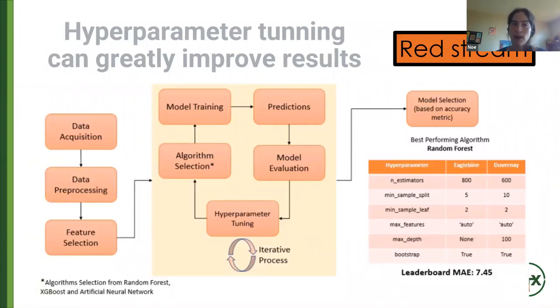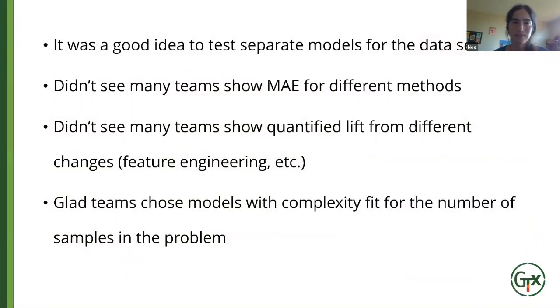Another thing was hyperparameter tuning. We see here a nice workflow that the Redstream team presented, and they also discussed verbally that they've done hyperparameter tuning with a grid search and maybe another search method. And they show here the final hyperparameters that they used for the random forest model. So that's great. It would have also been nice to see maybe the sensitivity plots, how the hyperparameters affect the final result. But it's also good to show the best result. So, hyperparameter tuning is important. We can move to the next slide.